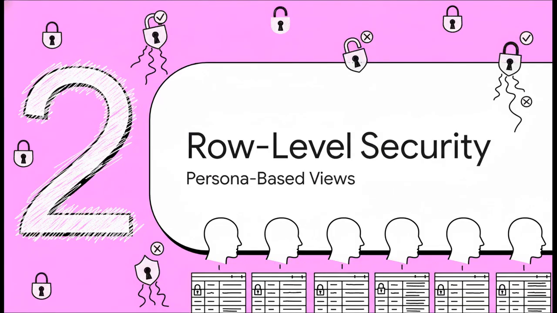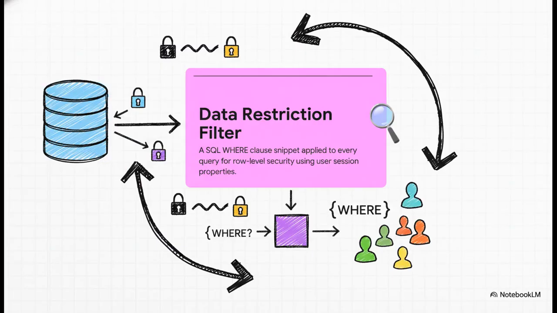All right, so we've got our base object defined. Now let's talk about security. Specifically, how do we implement row-level security in a way that can actually scale? We need a way to partition the data based on who the user is. So the key mechanism here is something called the data restriction filter.